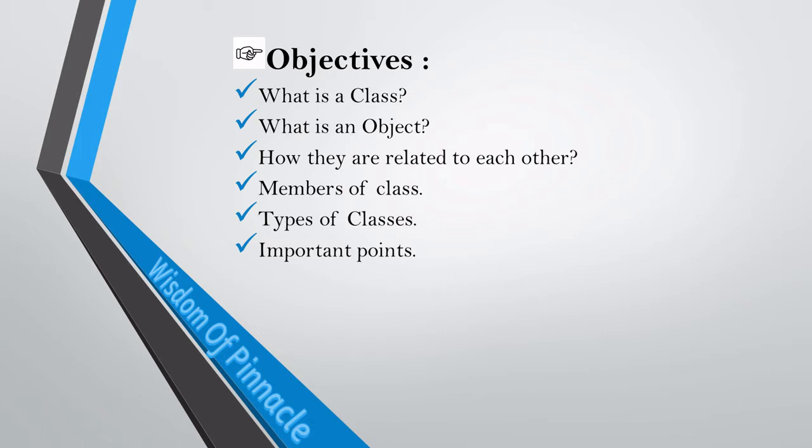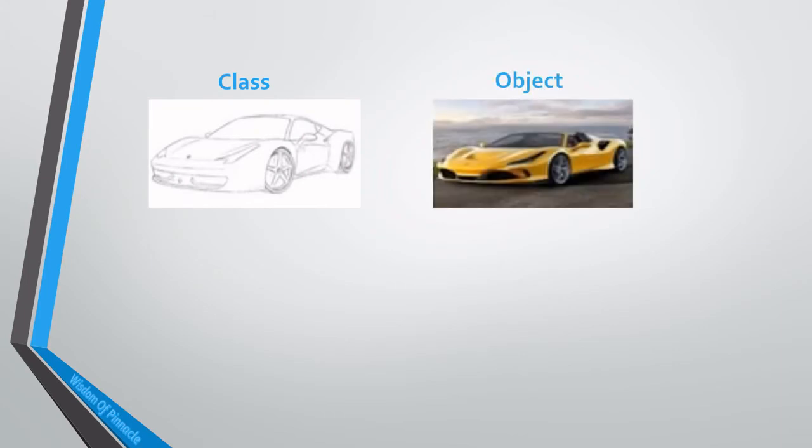Now, first, let us try to understand what is a class and object and how they are related to each other with the help of a real-time example. So, let us move ahead. Now, here we can see there are two pictures of a car. The first one is a sketch of a car as a class, whereas the second one is a picture of the actual car as an object.